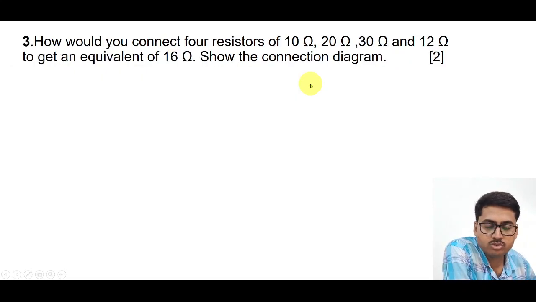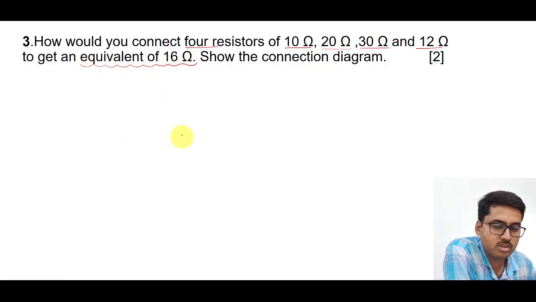Question number 3 is quite interesting. The question says, how would you connect 4 resistors of 10 ohm, 20 ohm, 30 ohm and 12 ohm to get an equivalent of 16 ohm? So how can you get 16 ohm?